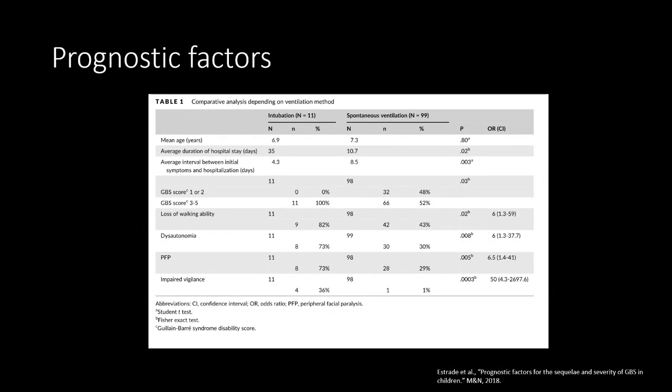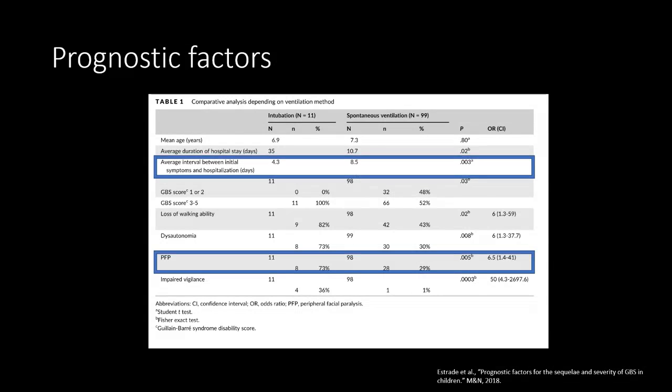These are kind of intuitive, so the more severe the weakness the patient has, the more likely they are to need ventilation. Patients who require intubation are more likely to have dysautonomia and vice versa. These two I thought were interesting. So the peripheral facial paralysis, so patients who do have facial nerve involvement were actually more likely to be intubated. So I thought that was kind of useful because that's not necessarily intuitive, but something to look out for.